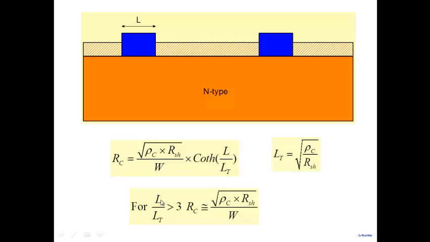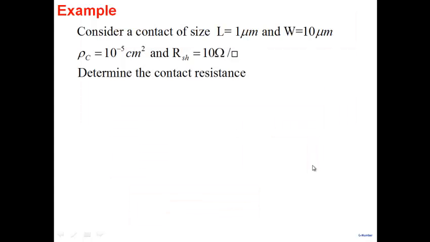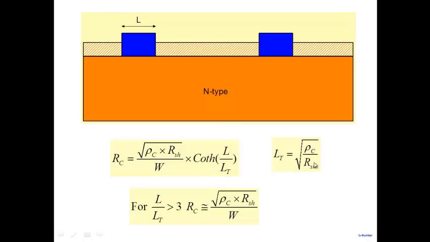All that we are saying is, if you make L by LT, where LT is rho C by RSH, roughly 3 or so, this term basically becomes equal to unity, and your contact resistance is simply equal to rho C, the contact resistivity, multiplied by the sheet resistance, divided by W. That's the overall contact resistance. Of course, you have to make L larger than LT. LT depends on rho C by RSH.